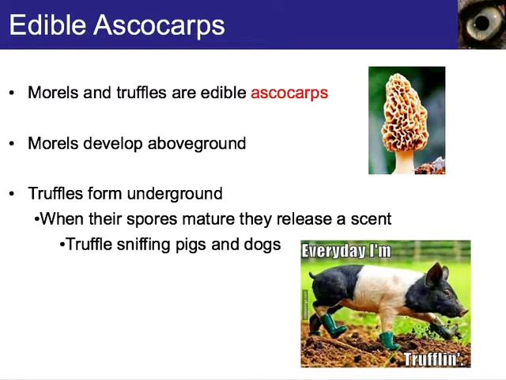Other types of sac fungi include morels and truffles, which are edible ascocarps. So this is an ascocarp. Morels develop above ground and truffles form underground. And so people will train their pigs to smell out the truffles.